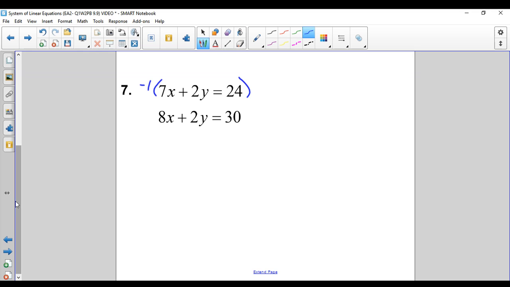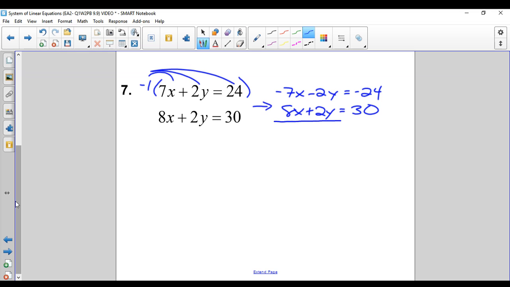I'm going to go ahead and pick that first equation. I multiply that entire equation by a -1. It becomes -7x minus 2y equals -24. I'm going to rewrite the second one, just to have a clean setup here. I add straight down, y's cancel just like we wanted. We get x equals 6, no other work involved from there.